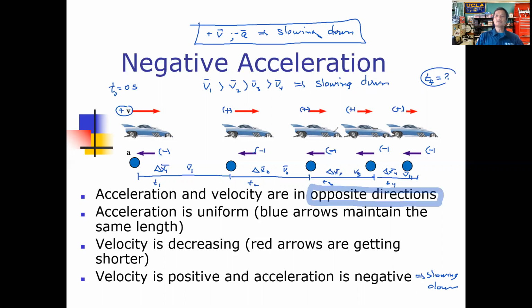Now, let's consider another situation. I want you to write this down on your paper. What if the velocity were negative and the acceleration were positive? What's the object doing there? Is the object speeding up or slowing down? So real quick, on your piece of paper, write down what's happening in this case. With the velocity in the negative direction and acceleration in the positive direction, what's the object doing? Speeding up or slowing down?